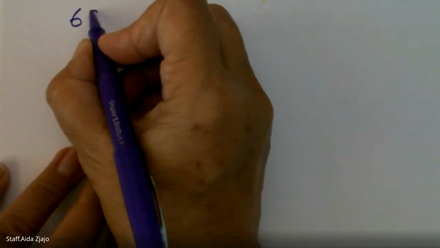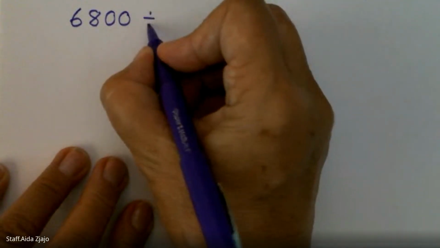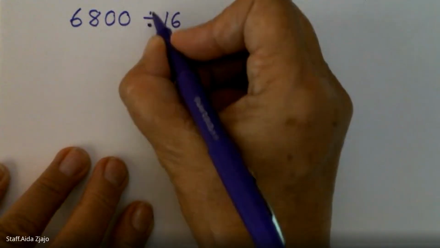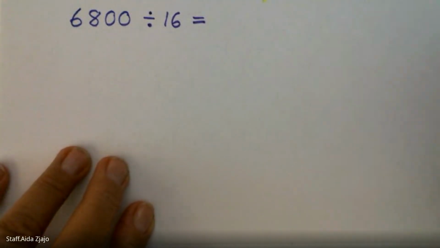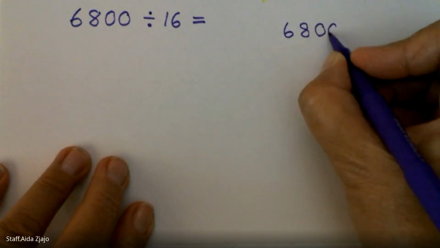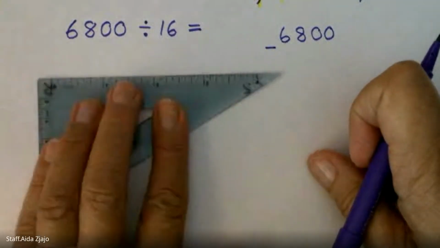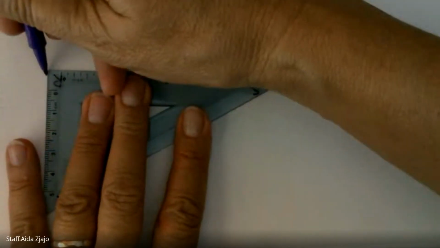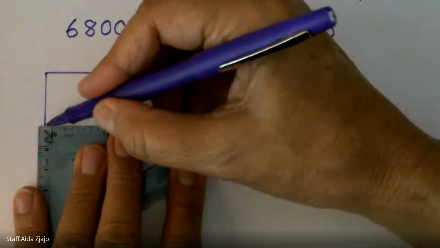Let's use 6,800 divided into 16 groups. So we're going to use again this area model. We're going to put on the side 6,800, and we'll subtract as much as we are putting in our open area.